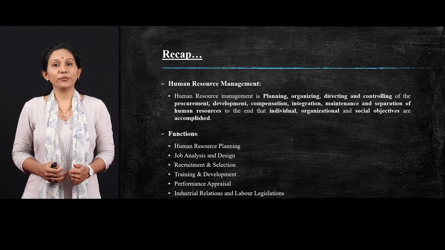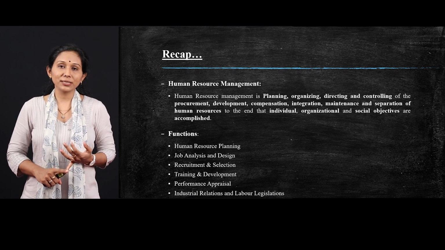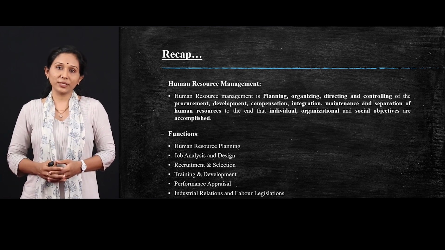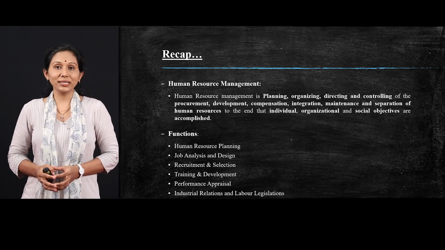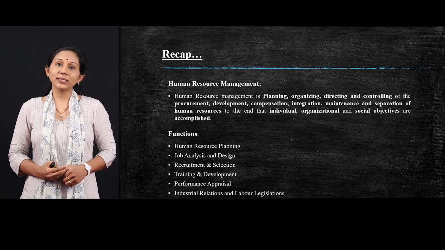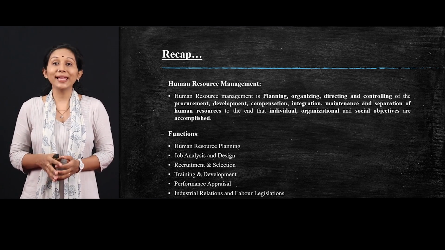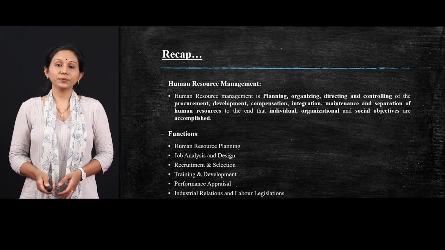We studied about performance appraisal, wherein we studied the need for performance appraisal and different methods of performance appraisal. Also, we studied about the process of performance appraisal. Lastly, in the last module, we studied about industrial relations and labor legislations.